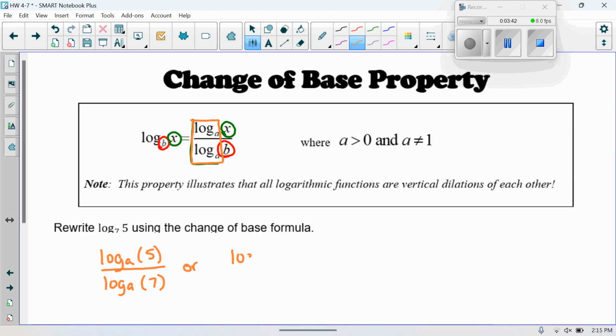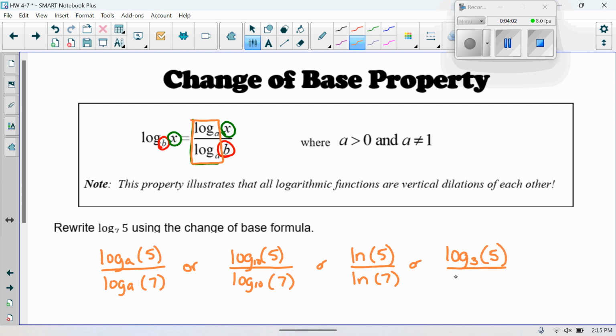Or log of 5, which technically has a base of 10, over log base 10 of 7. Or the natural log of 5 over the natural log of 7. Or I could even do log base 3 of 5 over log base 3 of 7. As long as you're keeping the bases the same, it will always follow this rule. So this property illustrates that all logarithmic functions are actually vertical dilations of each other.